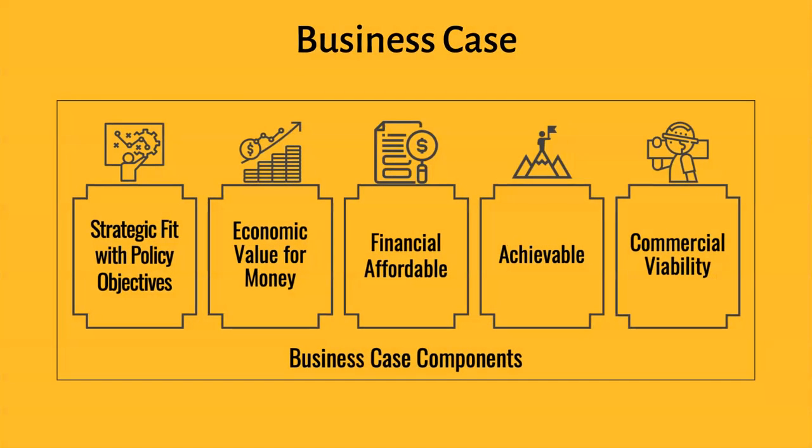The 5-case model, as used by the UK Department for Transport, is a best practice approach covering 5 aspects: strategic fit with policy objectives, the economic value for money, in other words, do benefits exceed costs, financial affordability, is there funding and a budget, achievability, can it be delivered, and commercial viability, is there interest and capacity in the industry.